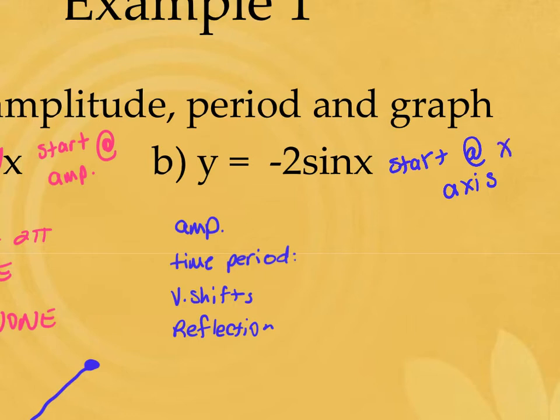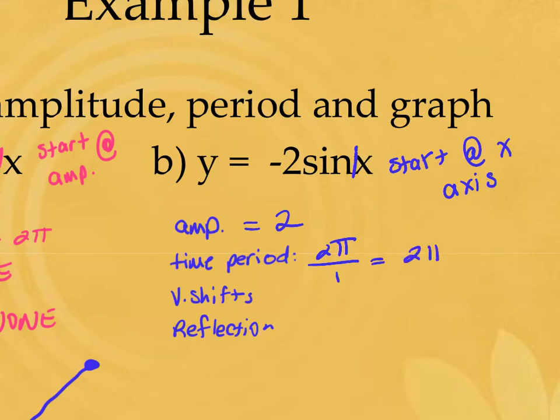All right, so what is the amplitude? What's the highest and lowest that this graph is going to go? 2 and -2. So just give me the absolute value. So you're going to say the amplitude is 2. Now the time period. Remember, you say 2 pi divided by the number that's in front of x. What number is in front of x? 1.